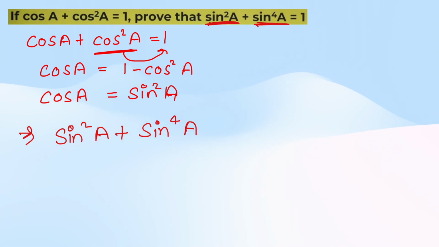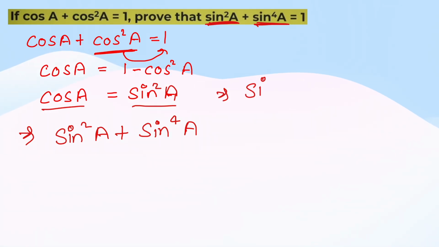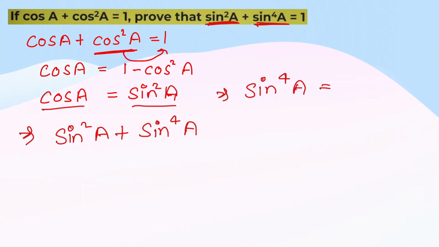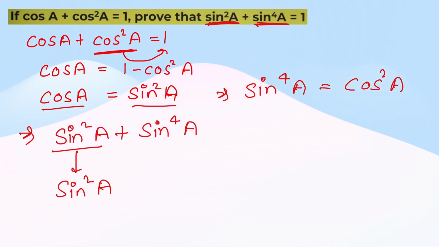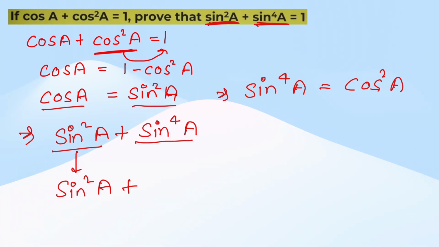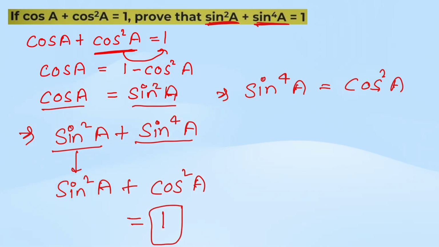Okay. I will try to keep this sine square A as it is. Why? Because I know sine 4A will be the whole square of it. It means cos square A, right? If sine square A is cos A, then sine 4A will be, squaring both sides, cos square A. See why I am not touching it? Because if I keep sine square A as it is, and in place of sine 4A I put cos square A, it will make the form sine square A plus cos square A, and that we know is equal to 1.